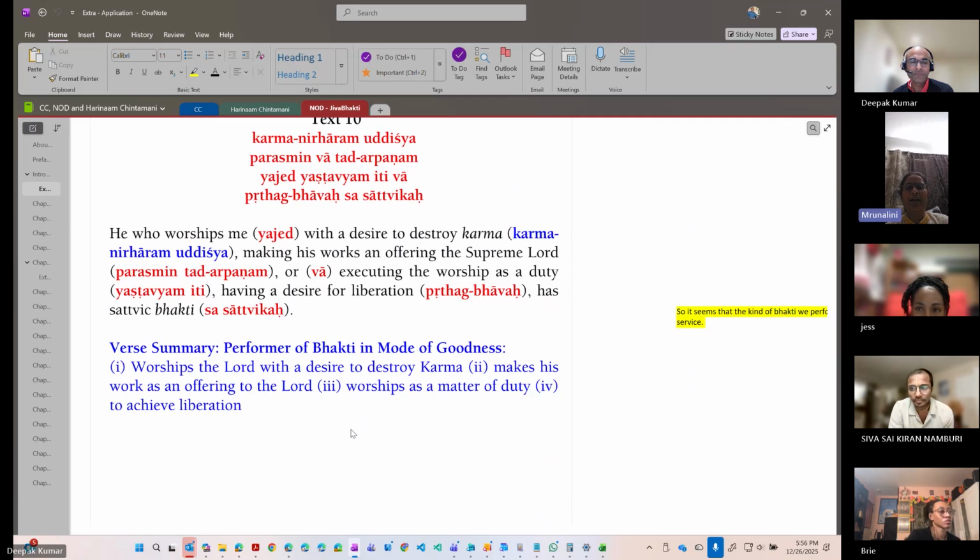Okay, Prabhu, I'll read. He who worships me with a desire to destroy karma, making his work an offering to the Supreme Lord, executing the worship as a duty, having a desire for liberation, has sattvic bhakti.